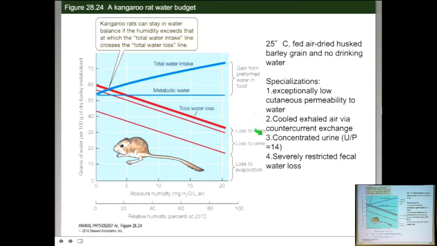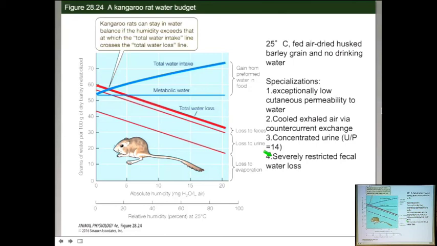They can concentrate their urine. They have a U/P ratio of 14, which is pretty concentrated for the osmotic pressure of the urine. And they have practically no or zero fecal water loss. The amount of water that goes out in the feces is less than the water that came in with the food. So they don't lose any water through their feces.